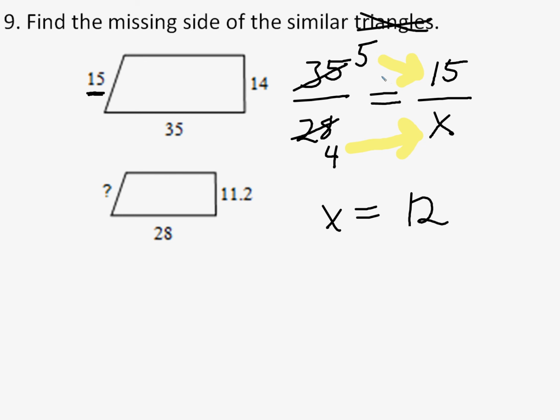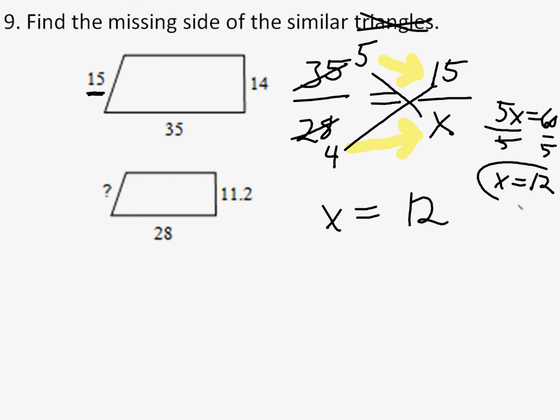But again, if you didn't remember that, it would be 5x. So cross multiplying, 5x is equal to 60. And we could divide both sides by 5. And you would still get that x equals 12. So if in doubt, you can always cross multiply, but also remember this thing with the yellow arrows I put in there.